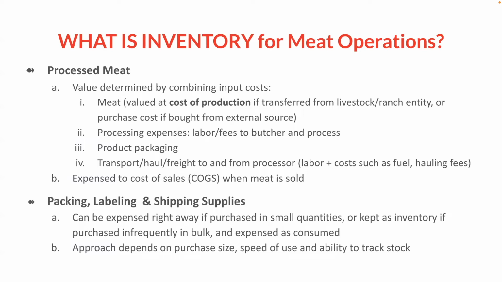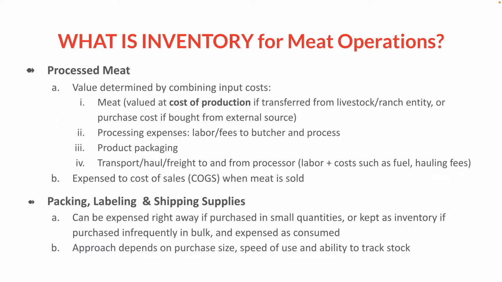Then there are processing expenses. So this is the labor and fee to the butcher and the processing, everything that's related to that. There's the product packaging, and I mean the packaging that you actually package your finished units in, not the boxes that you put it in. That's more like shipping packaging. And also the transport or freight to and from the processor. So the live animal to the processor, and then the frozen or refrigerated transport from the processor to your farm. So it will include fuel and hauling fees and maybe some handling and whatever that they usually put on those bills. So that's the biggest part of your inventory.